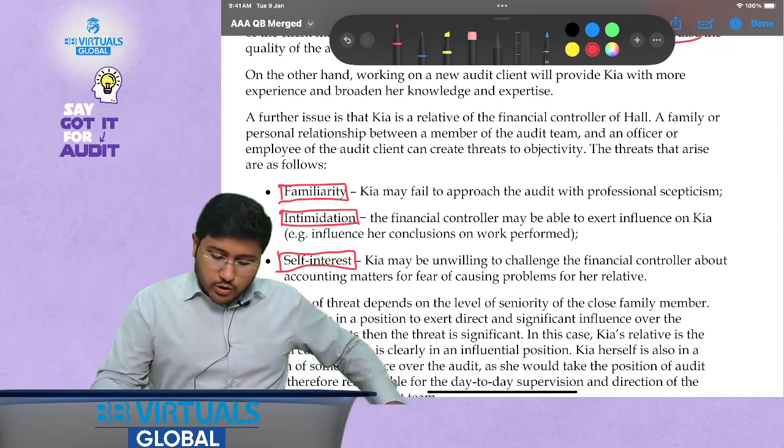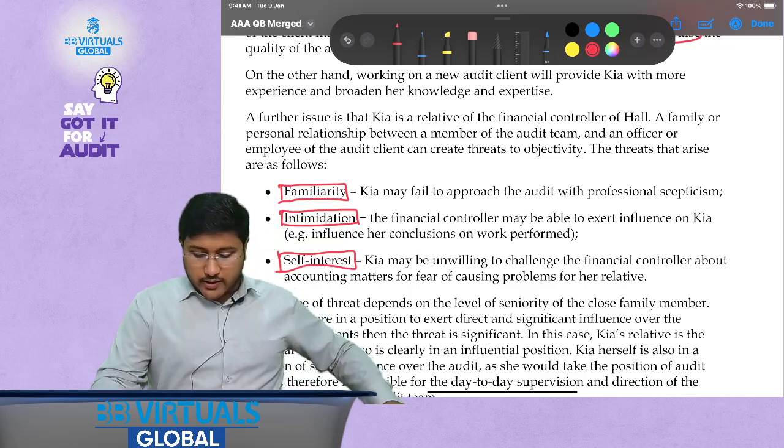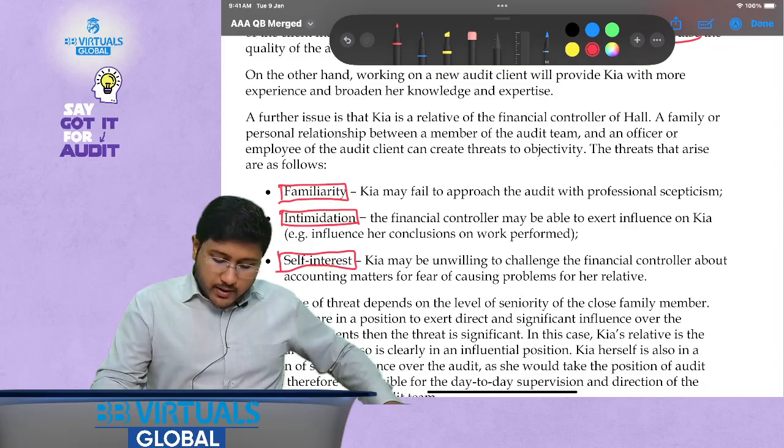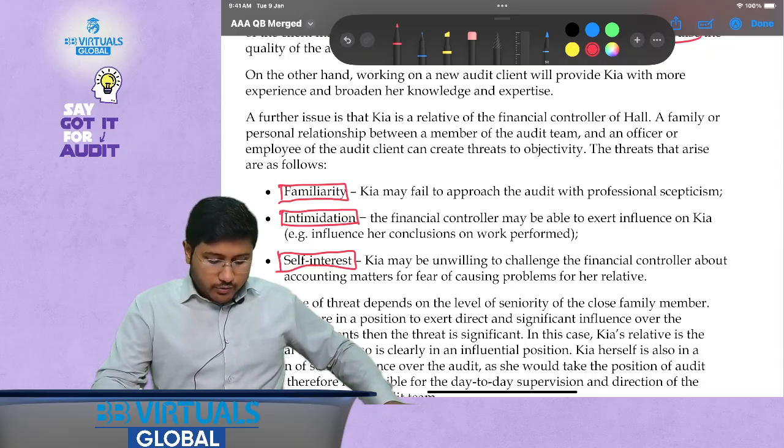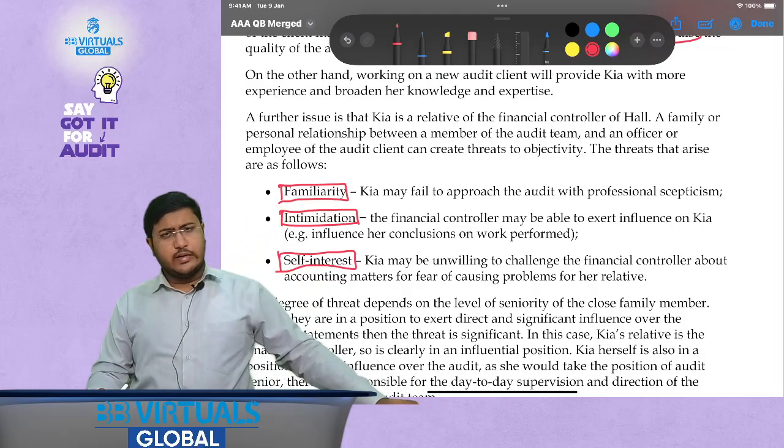Kia may fail to approach the audit with professional skepticism. Intimidation: the finance controller may be able to exert influence on Kia. And self-interest: Kia may be unwilling to challenge the finance controller about accounting matters for fear of causing problems for her relative, right?